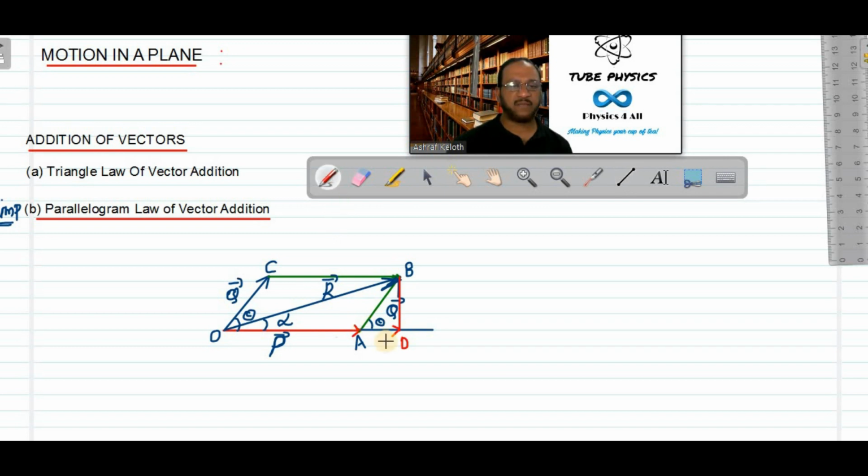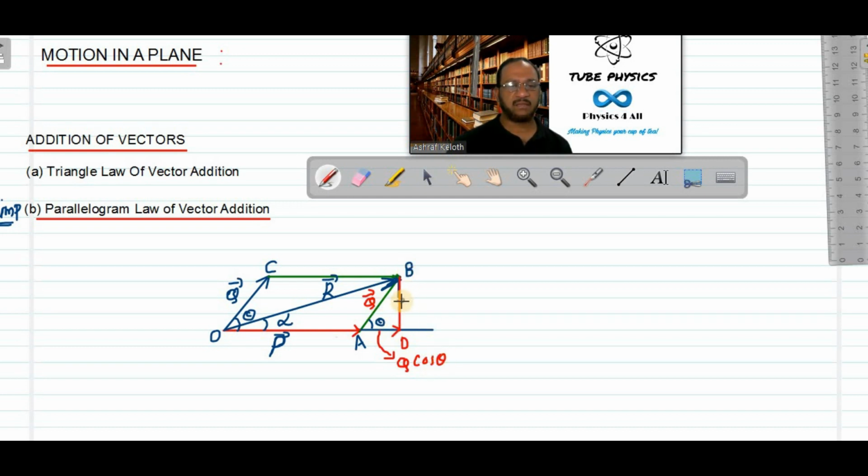Now what is the magnitude of AD? This is vector Q. Then that Q is resolved into two components, one vertical component and the other horizontal component. So if I resolve this vector Q into horizontal component AD, AD will be equal to what? Cos theta. Adjacent side is cos theta. So remember, all adjacent sides will come with cos theta. Means the magnitude of AD will be equal to Q into cos theta.